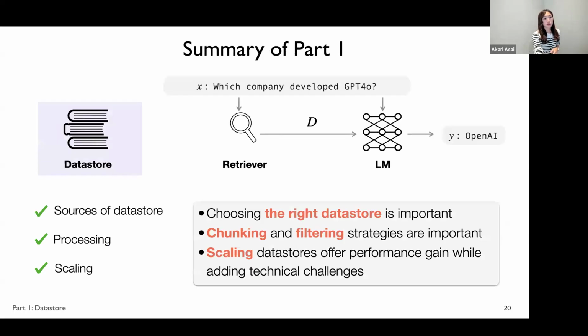So in summary, in this part, I discussed data stores. An important takeaway is to choose the right data store and carefully process it. Scaling the data store could be helpful, but it requires additional computational resources. So I would say first finding a small and manageable scale of data store is quite important.